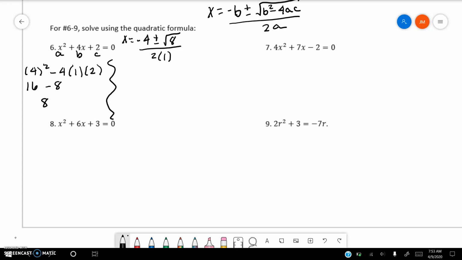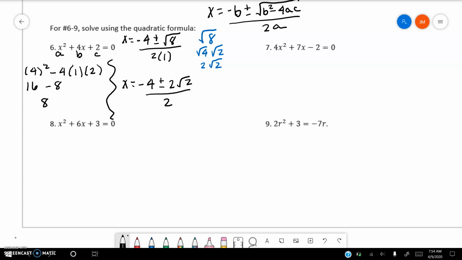And again, you always want to check to see if that square root can break down. The square root of 8 does, because there's a 4 in it. So this becomes 2 square root of 2. So we have x equals negative 4 plus and minus 2 root 2 all over 2.